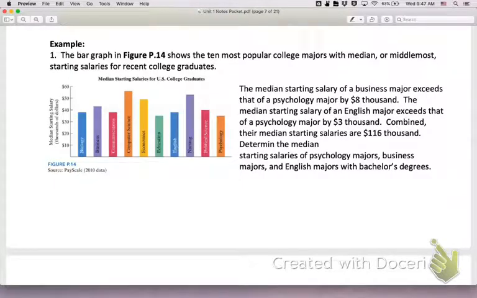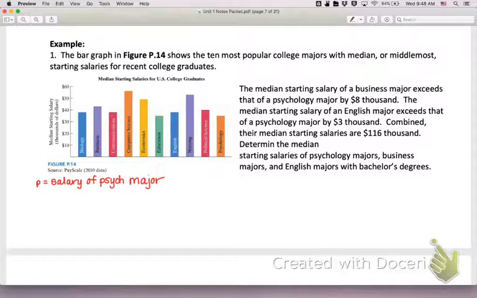So when I read that problem, I see that I've got multiple different majors. I see that both the business major and the English major are described in terms of a psychology major. Psychology is what they're being compared to. And then I see that the question that I'm trying to answer is what are each of their starting salaries for each of these majors. So because everything is described in terms of a psychology major, that's what I'm going to let my variable be.